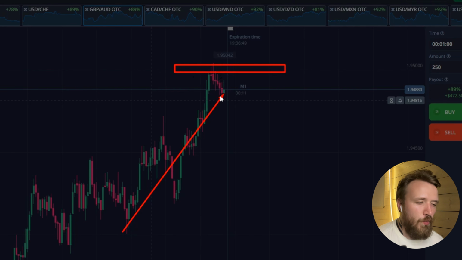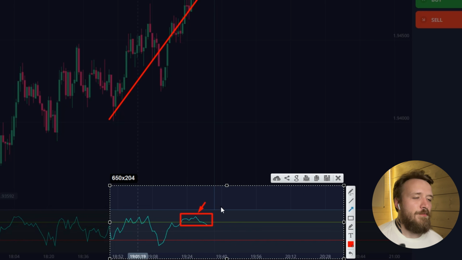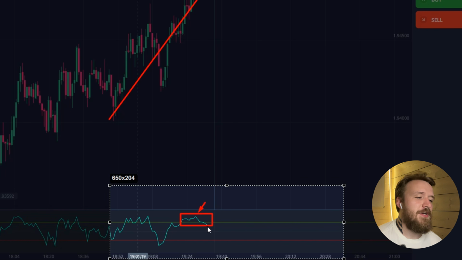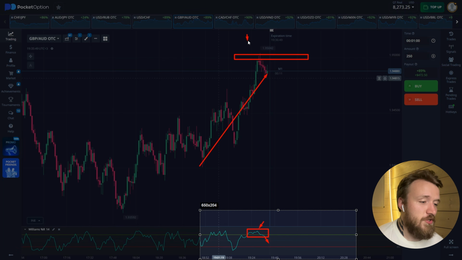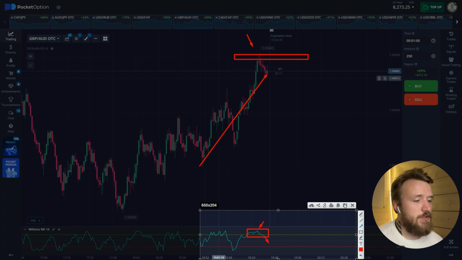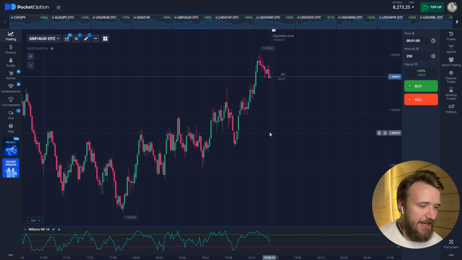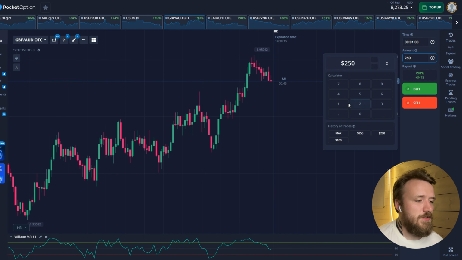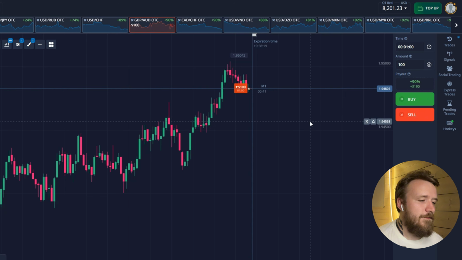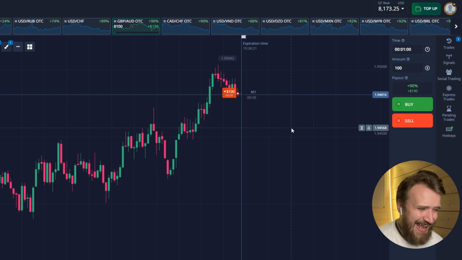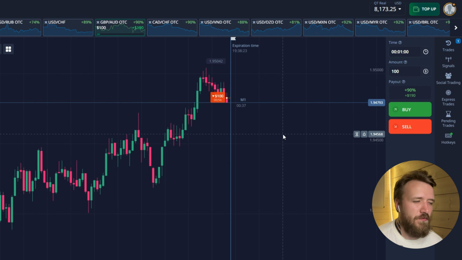Right now we look at the Williams indicator and see that the moving average has returned within the 20, 50, and 80 markers. So the moving average is right here. It is now pointing down. A reversal is happening from the resistance zone on our chart. We see a reversal on the Williams indicator. Let's open a short position for just $100 for exactly 1 minute and wait for the result. Everything is as clear as possible here, no need to overthink.